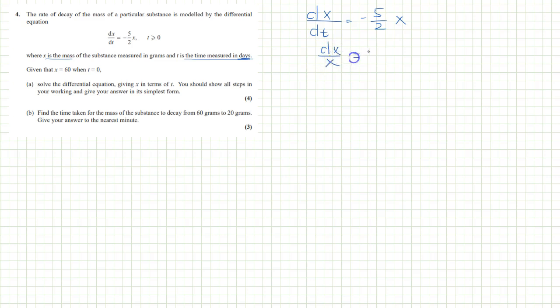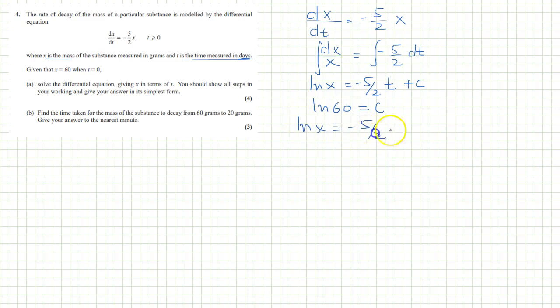dx over x is equal to minus 5 over 2 dt. ln x is equal to minus 5 over 2 t plus c. When x is 60, ln 60, t is 0. So the equation is ln x is equal to minus 5 over 2 t plus ln 60. So this is part A.